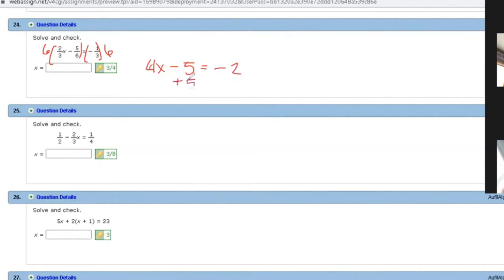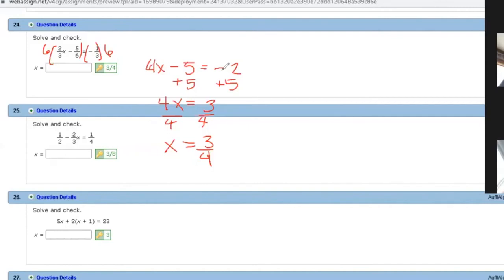So from here, it's a lot easier to work this. We add 5 to both sides, get 4x equals 3, divide by 4 on each side, and we get x equals 3 over 4. Okay? I think canceling the denominator is a great method to work with, especially the problems where each term has a fraction. So if we look at number 25, our denominators are 2, 3, and 4.